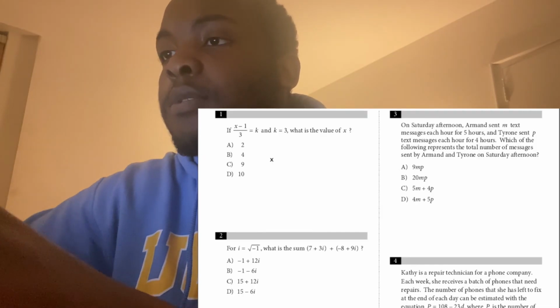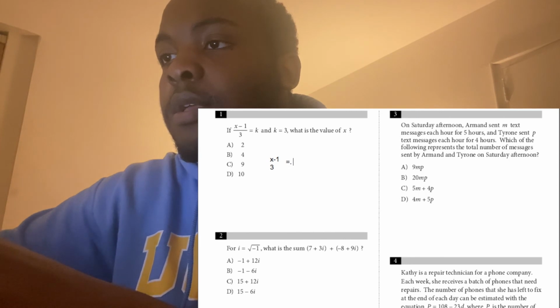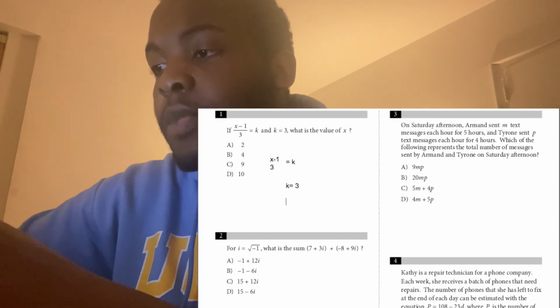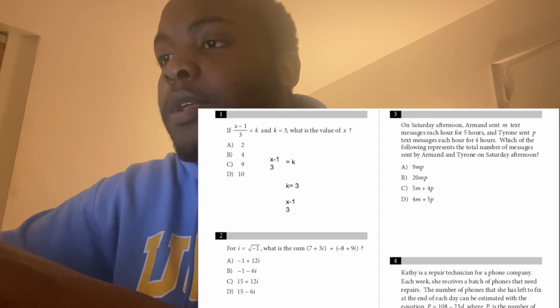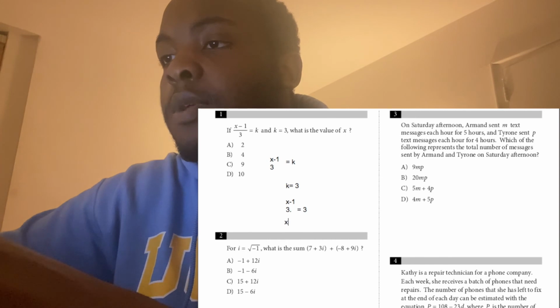X minus 1 over 3, right, equals K. And then K equals 3. You're just going to substitute: x minus 1 over 3 equals 3, right? And then you're going to multiply both sides. X minus 1 equals 9. So your answer is 10.